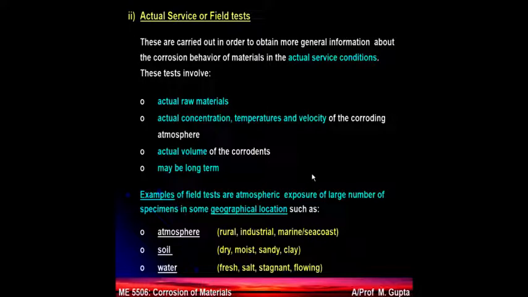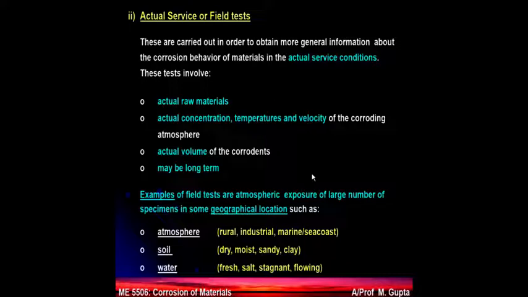For example, if you want to study the effect of atmosphere, we know that the corrosion rate will be different in a rural atmosphere, it will be different in an industrial atmosphere and a marine atmosphere. Similarly, if you are trying to study the effect of soil on the corrosion susceptibility of underground pipes and so many things which are underground, then you want to see what kind of soil you are dealing with. Is it a dry soil, a moist soil, a sandy soil, or a clay type soil? So all these soils will show different kinds of corrosion behavior for the same material.